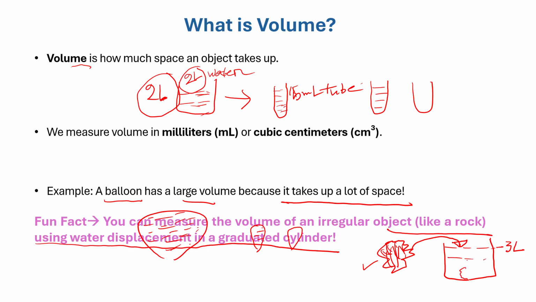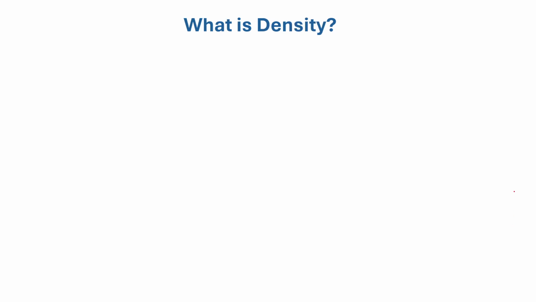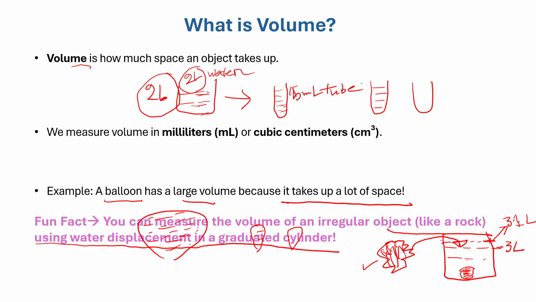You will see when the rock settles down in the bottom of the beaker, the water level went up. So initially it marked here as 3 liters, and then you will see that probably it has taken that to 3.1 liters. Now the new mark of this water is labeled as 3.1 liters because this rock has taken up some space inside the water. That's why you see a rise in the water level in the cylinder. So this is a fun experiment that you can do.